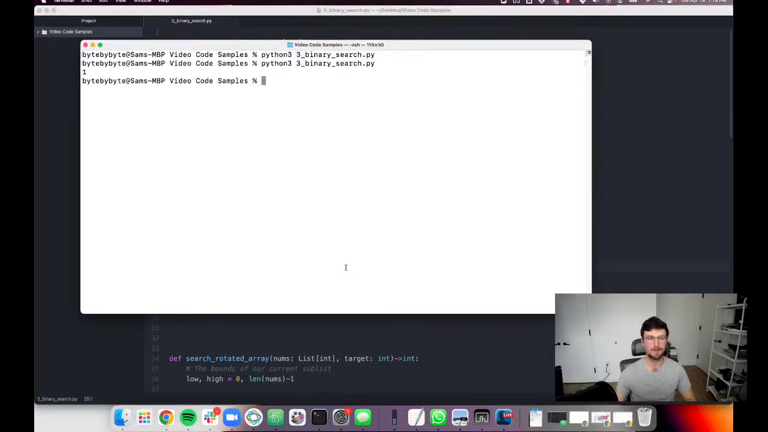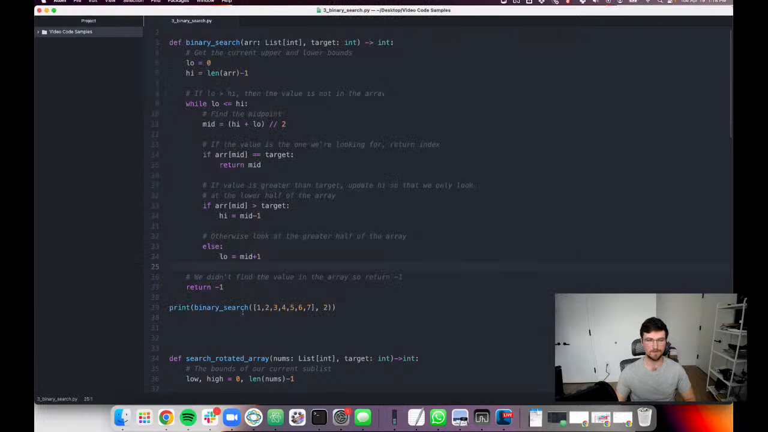Gotta save it. All right, so in this case, we were searching for 2 in our array, and it is at index 1, right? We want to return the index value of this value in our array. So this is a basic binary search, and this is level number 1 of binary search that we can use in our interviews.